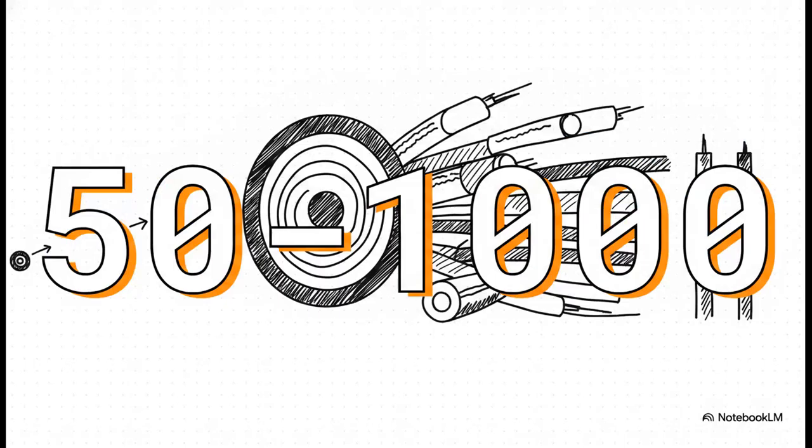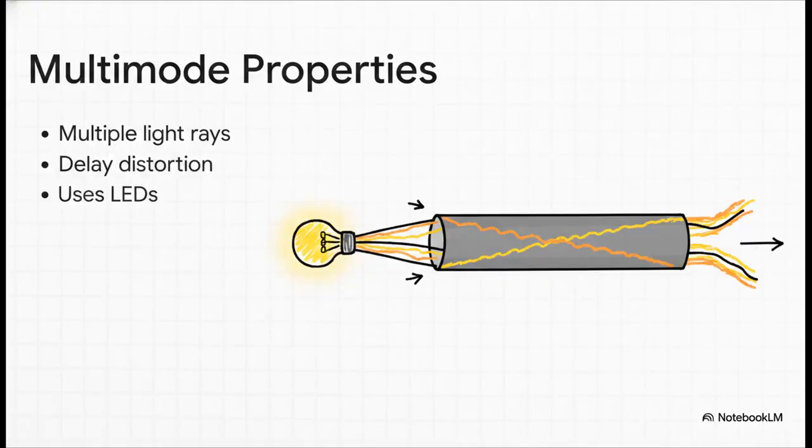But now, let's contrast that incredibly tiny core with a massive jump in size. 50 to 1,000 micrometers. This much wider diameter defines our second category, the step-index multimode fiber. Because it is so much wider, it allows for entirely different mechanics inside the cable. With all this extra core space, multiple modes, or several different light rays, can enter and just bounce through the fiber simultaneously, and these are typically powered by highly accessible LEDs.